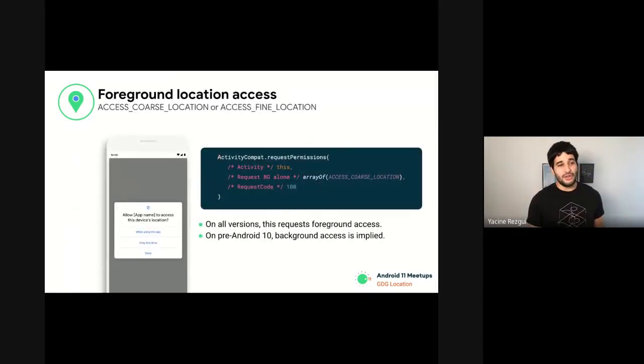So there is no change on Android 11 for the foreground access request, and it will be adequate for most use cases. Again, here, you should not ask for the most verbose permission from the beginning. You should ask for what you need, and after that, maybe expand that permission if the context requires it.